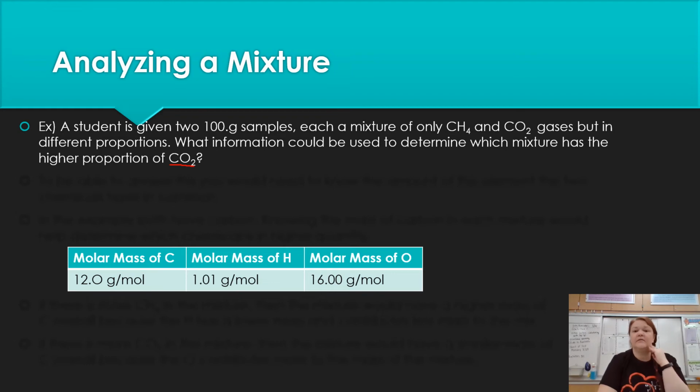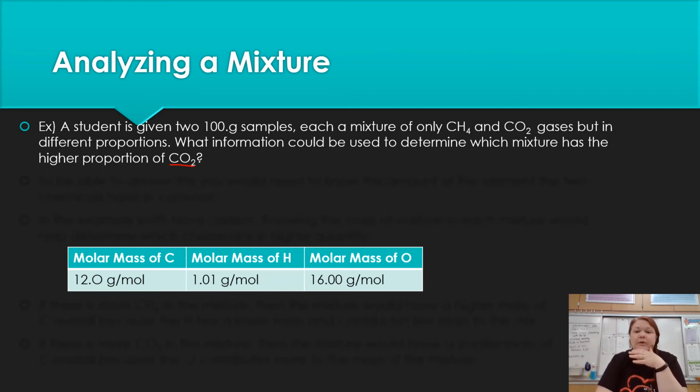Okay, why don't you take a minute and think about this. Think about, would we need to know percentages, masses, moles? What kind of information might help us? Maybe jot down, brainstorm some ideas, and then come back.